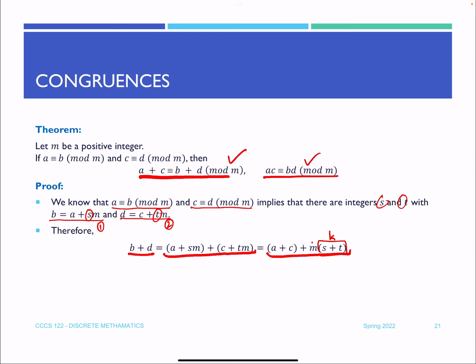And to prove the other, in which a and c and b and d are multiplied together, you can take these same two equations, 1 and 2, and just multiply them together. So we get bd on one side, and we get a plus sm times c plus tm on the other. You open that up, and you end up with ac, this term over here, and you take out m as a common factor, and you end up with all these other terms over here. But the important thing is that a, t, c, s, m are all integers, which means that all of this is an integer term.